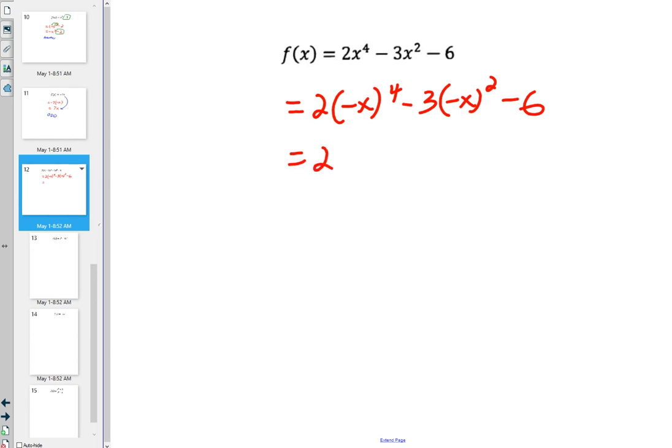So this 2 stays the same because this becomes positive x to the 4th. The negative x squared becomes positive because of the square, but it still has a negative in front. So that stays negative 3x squared minus 6. Looks the same to me. Ergo, vis-a-vis concordantly.